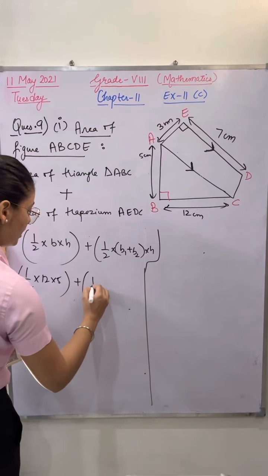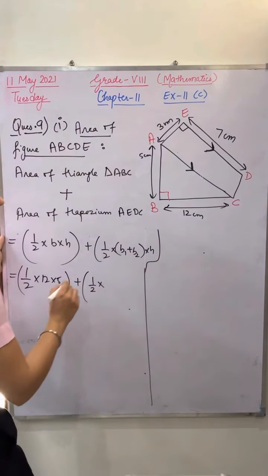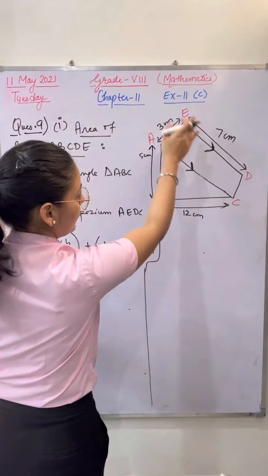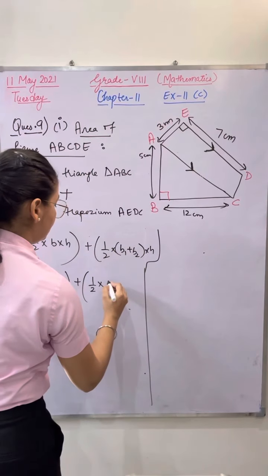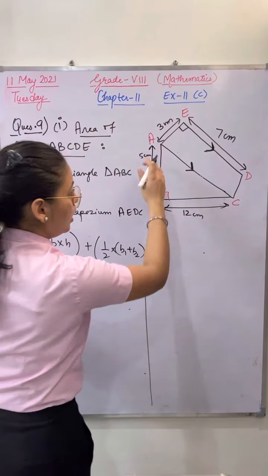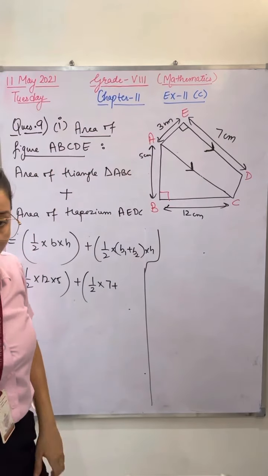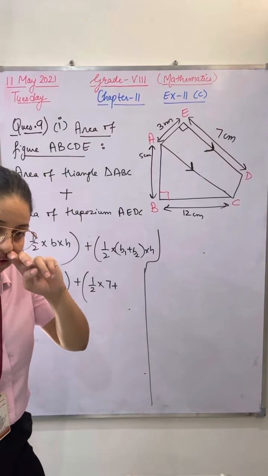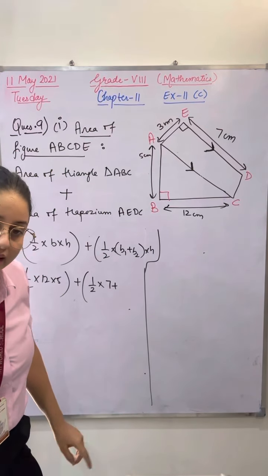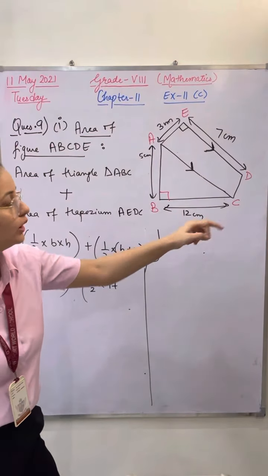Plus 1 by 2 into B1. B1 is this parallel side, that is 7. Now B2, what is B2? B2 is not given in this question.